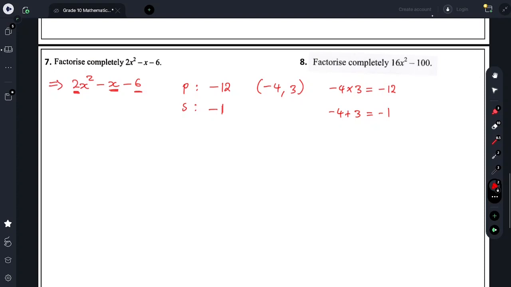So having found these two numbers, this is how we are going to work. You say equals. So you pick the first term, which remains the same. You say 2x to power 2. Now you change the second term. The second term will be swallowed by this. So you pick -4. Now in that -4, you put x there.